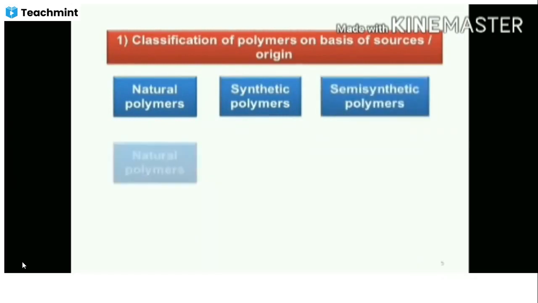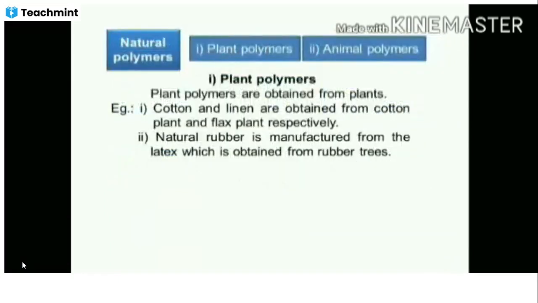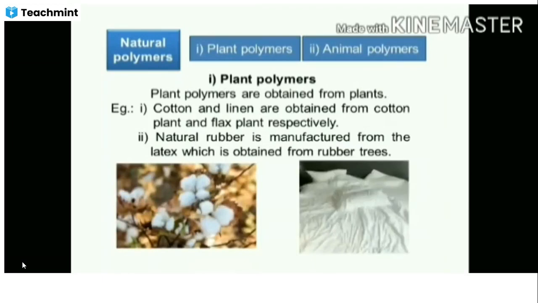Natural polymers are obtained from natural sources, that is plants or animals. Thus, it is further divided into two types. First, plant polymers, second, animal polymers. Plant polymers are obtained from plants. Example, cotton and linen. Cotton and linen are obtained from cotton plants and flax plants respectively. Natural rubber is manufactured from the latex which is obtained from rubber trees.